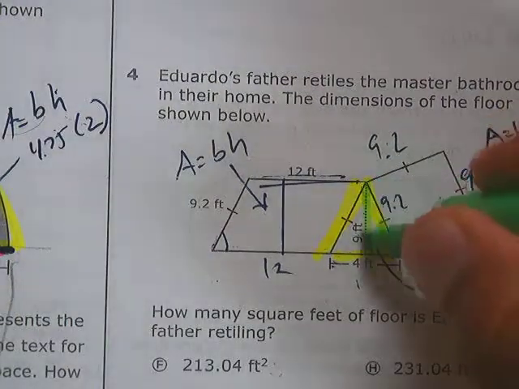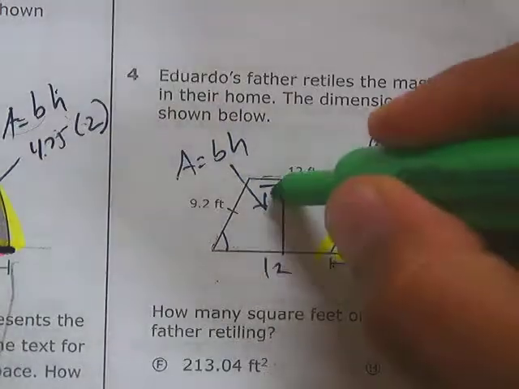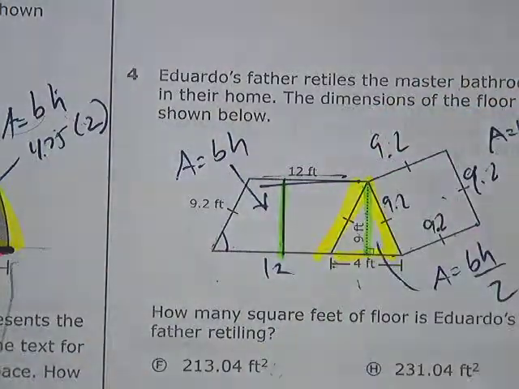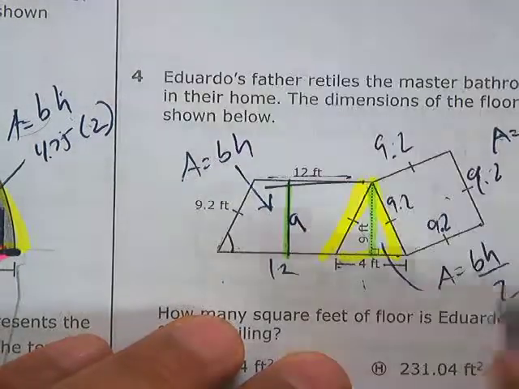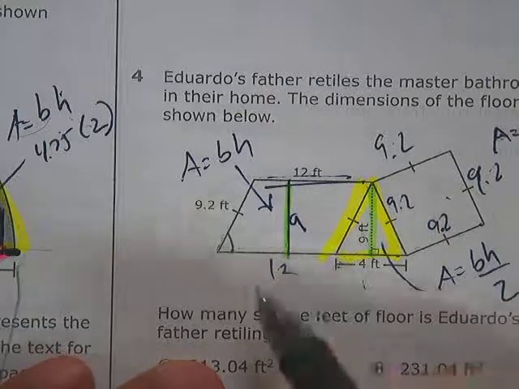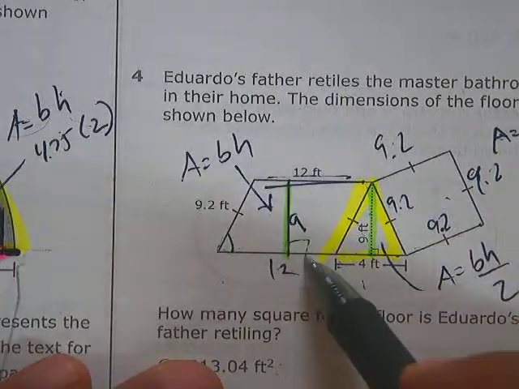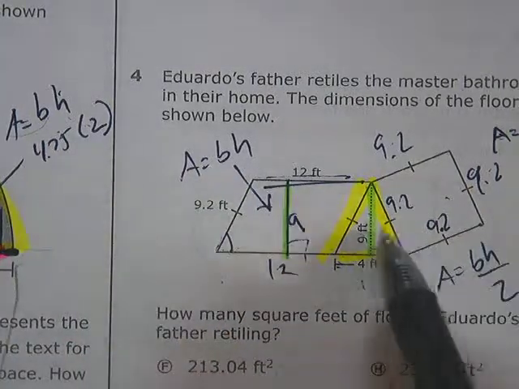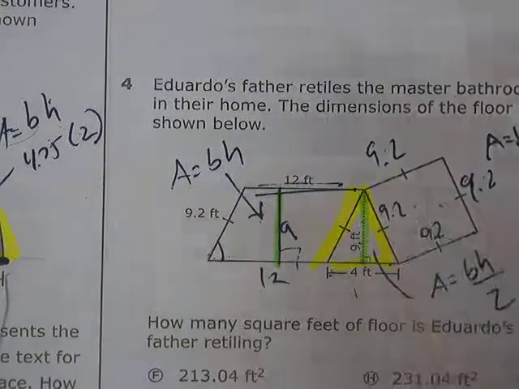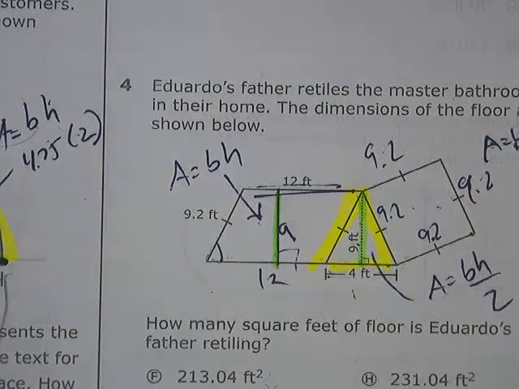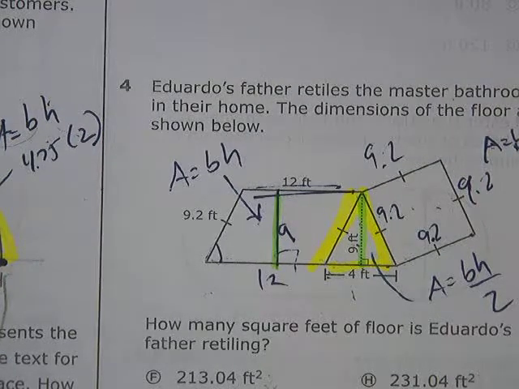So I look there. I cannot use 9.2. That's not my height because this is not perpendicular to the 12. So what I must think is, what line can I use? Well, I can use a line that comes straight down. And what does that measure? Well, it's giving it to you in the triangle. Right here, you see? It's giving you the line. And that's parallel to it. And because it's parallel to the line, that means this also measures 9. And now you can do base times height, and you'll find another answer.